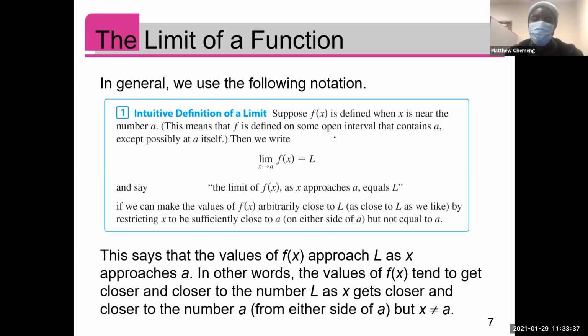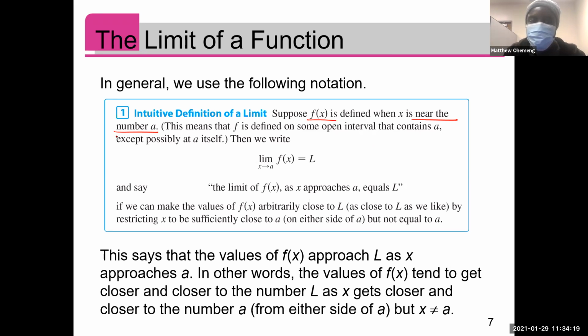Now, let's look at the actual definition. So this is the intuitive definition of a limit. So suppose f of s is defined when x is near the number a. Now, this thing is important, near the number a. When you are taking the limit, don't forget that we don't plug in the exact point, because if you remember at the tangent problem, when we were looking at the tangent at the point P(1, 1), we never looked at finding the slope of a secant line passing through (1, 1) and (1, 1) again. We always look for points around 1. We never pick the same P(1, 1) twice. That's what this is saying.